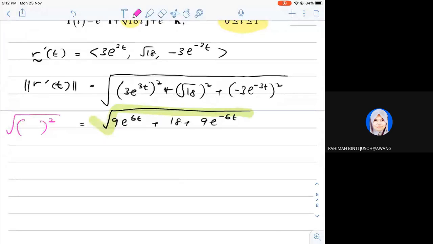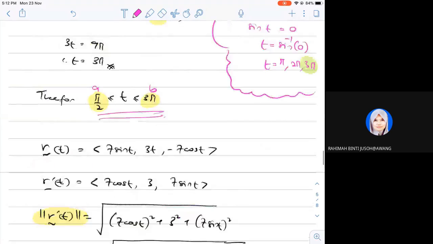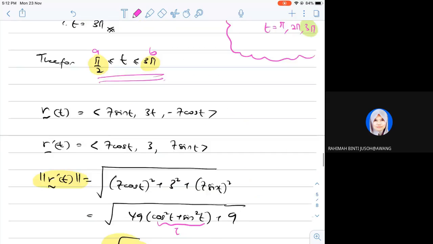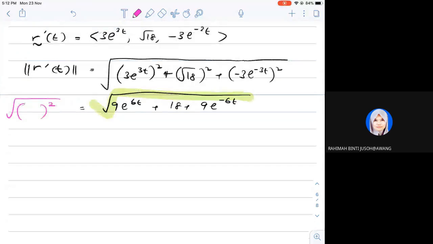Only then can you cancel the square root if you have a bracket squared, like this, right? Understand what I mean? Yes. Okay, our objective now is to cancel this square root sign because the formula of arc length involves integration. If you do not remove the square root sign, it is very hard to integrate. So we have to simplify these three terms into a bracket and square.